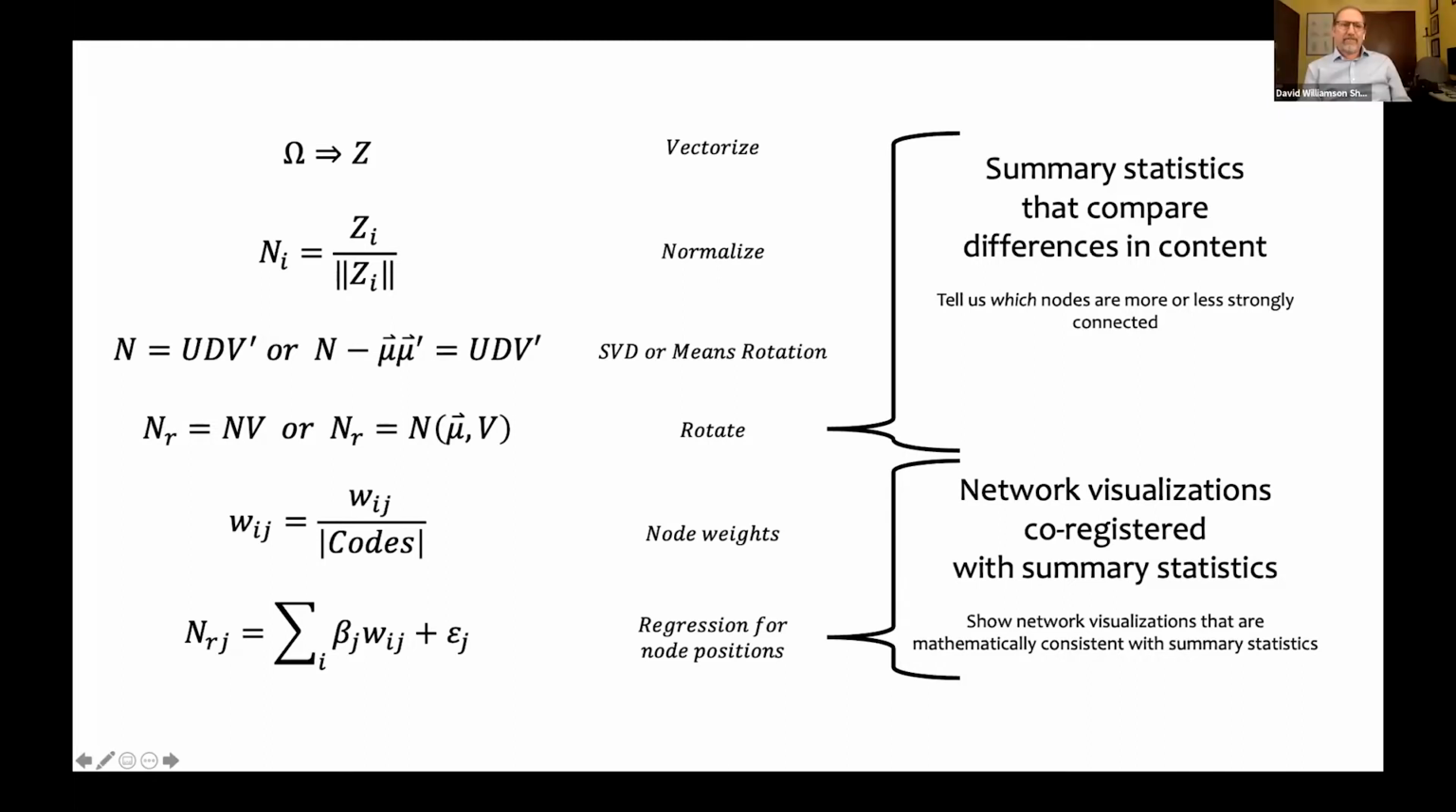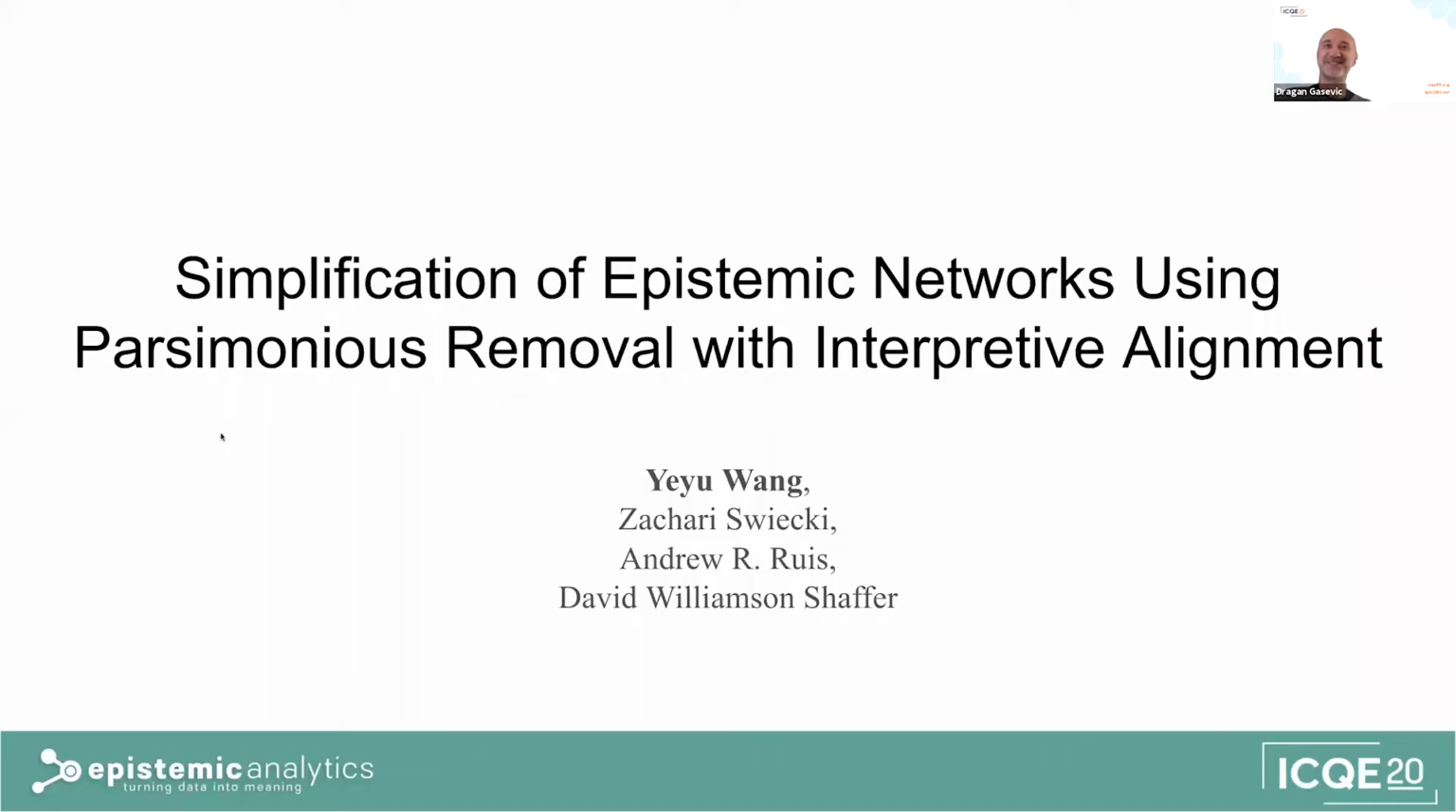For a presentation, in a normal setting, we would have the opportunity to ask David some questions and comments, but I'll ask everybody to hold on that and just move on to the next talk, which will be given by Yeyu Wang, and it's about simplification of epistemic networks using parsimonious removal with interpretative alignment. So Yeyu, your time, 10 minutes, please.